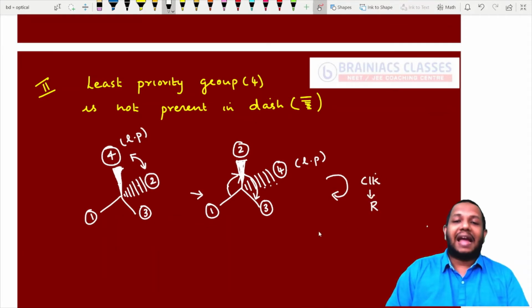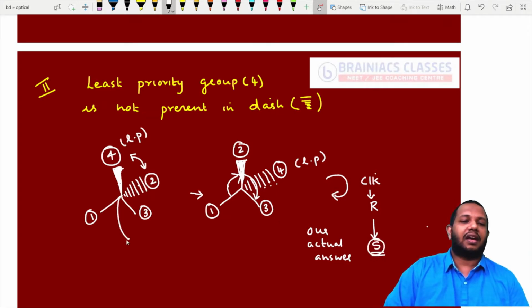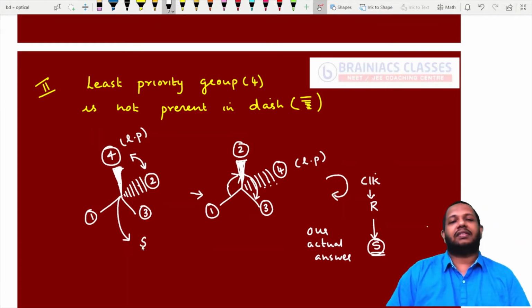But our actual answer will be opposite of what we are getting here. Why? Because we did a manipulation, we did some change. So actual answer will be what actually? Yes will be the correct answer. So I can say this is having the configuration as S. Understood? So that means take opposite. Whenever you are doing one change, take the opposite. Always take opposite.